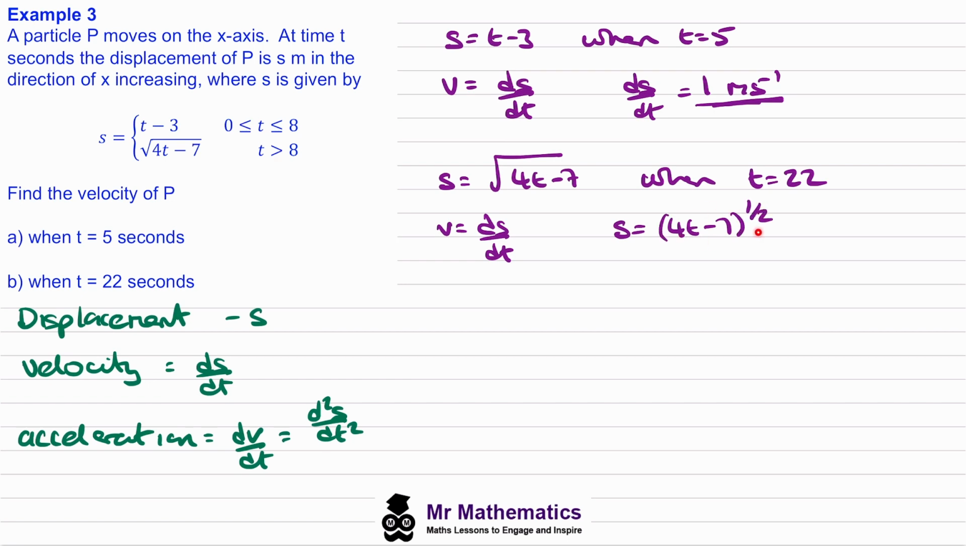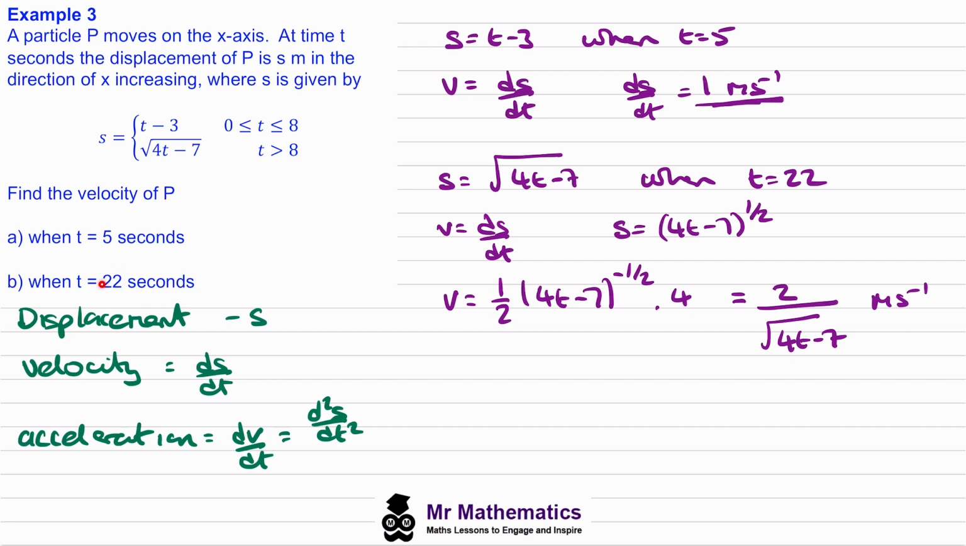And we can differentiate this using the chain rule. So v will be, we'll bring this power down, and we get 1/2 lots of the inner function. We'll take away 1 from that power, and then we need to multiply this by the derivative of this inner function. So we need to multiply it by 4. And we can simplify this. 1/2 times the 4 will give us 2. So we'll have 2 over the square root of 4t minus 7 meters per second.